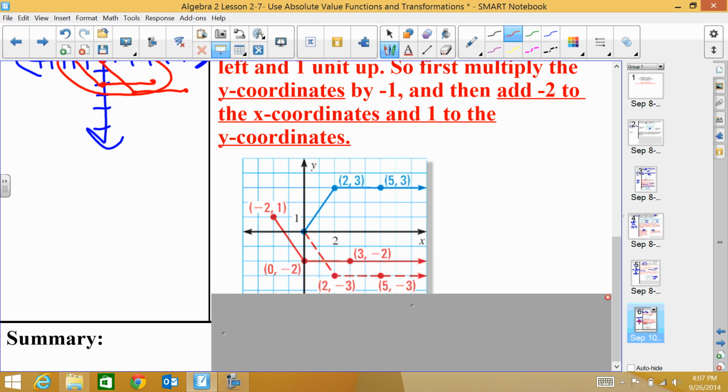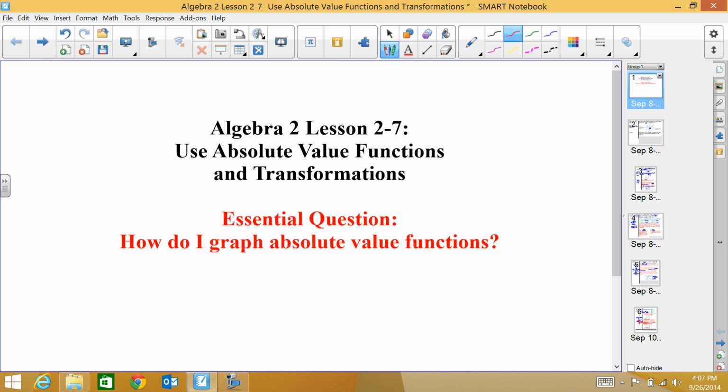Now make sure you answer your essential question with your summary. So if we go back to that really quick, how do I graph absolute value functions? Think of what steps you would use to tell someone how to graph an absolute value function.